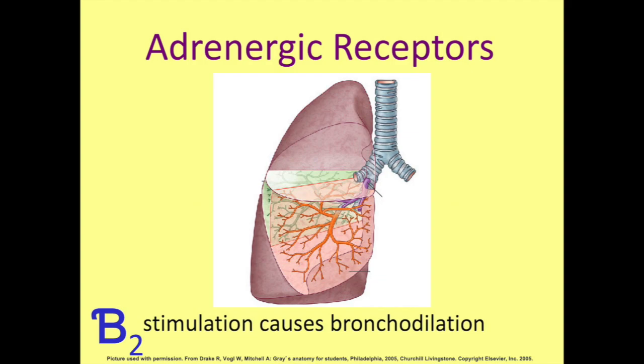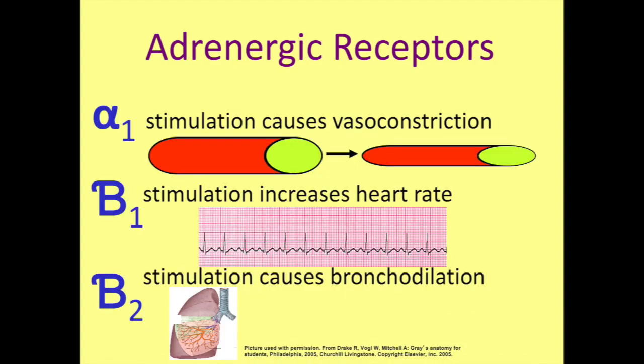Beta 2 causes bronchodilation. So if an asthmatic patient is using a beta 2 inhaler, which more than likely they are, I will not give them at all a beta blocker drug to lower their blood pressure. There's no way. You don't want it to block beta 1 and beta 2 to lower blood pressure. So here's a review of those three receptors.